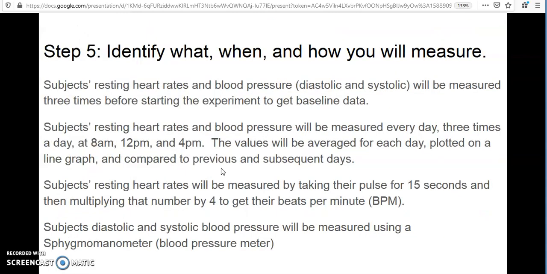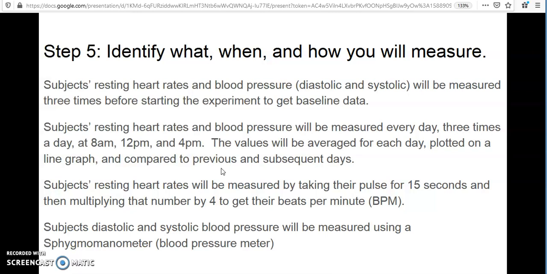Step 5, once you've identified your groups, now you've got to identify what you're going to test, when you're going to test, how often you're going to measure it, and how you're going to measure it. The subject's resting heart rates and blood pressure, in this case, we're going to go with diastolic and systolic pressure. It's going to be measured 3 times before the start of the experiment to get baseline data. The subject's resting heart rates and blood pressure will be measured every day, 3 times a day at 8 a.m., 12 p.m., and 4 p.m. The values will be averaged for each day, plotted on a line graph, and compared to previous and subsequent days.